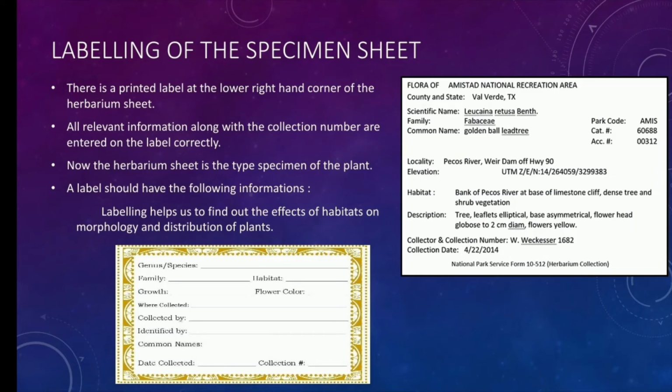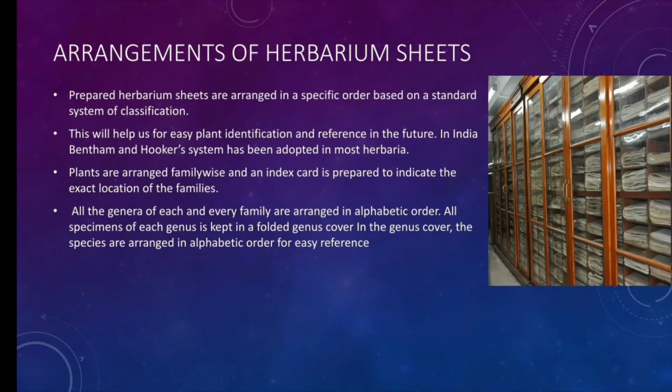The next step in the method of plant collection is arrangement of herbarium sheets. Prepared herbarium sheets are arranged in a specific order based on a standard system of classification. In India, the Bentham and Hooker system of classification is adopted most. Plants are arranged family-wise and an index card is prepared to indicate the exact location of each family.